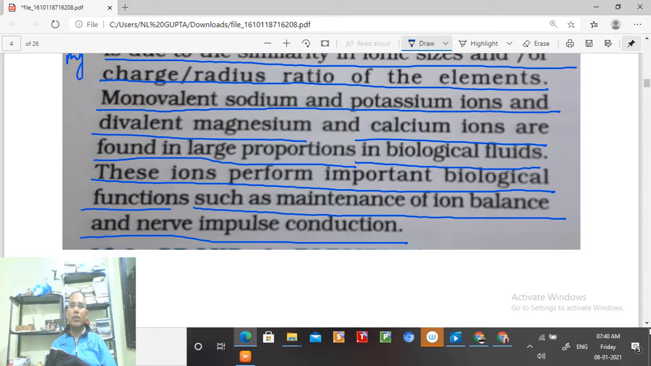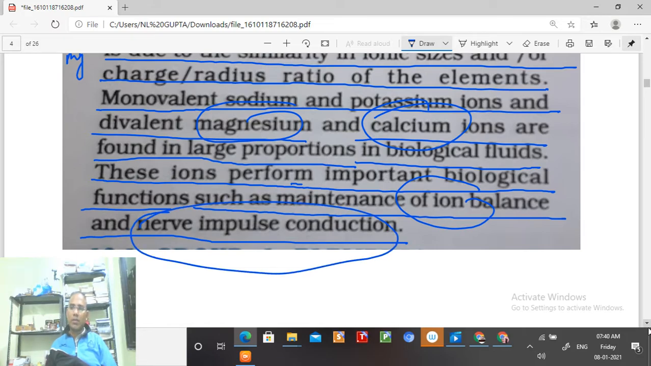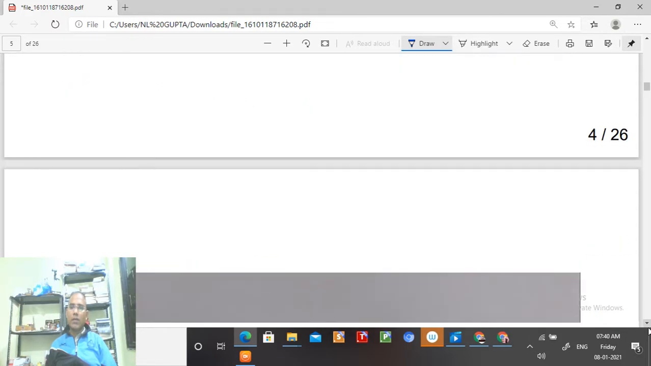Calcium and magnesium are biologically very important and are found in large proportion in biological fluid. These ions perform biological functions such as maintenance of ion balance and nerve impulse conduction. So this is all about our answers. Now let us have a look over it.